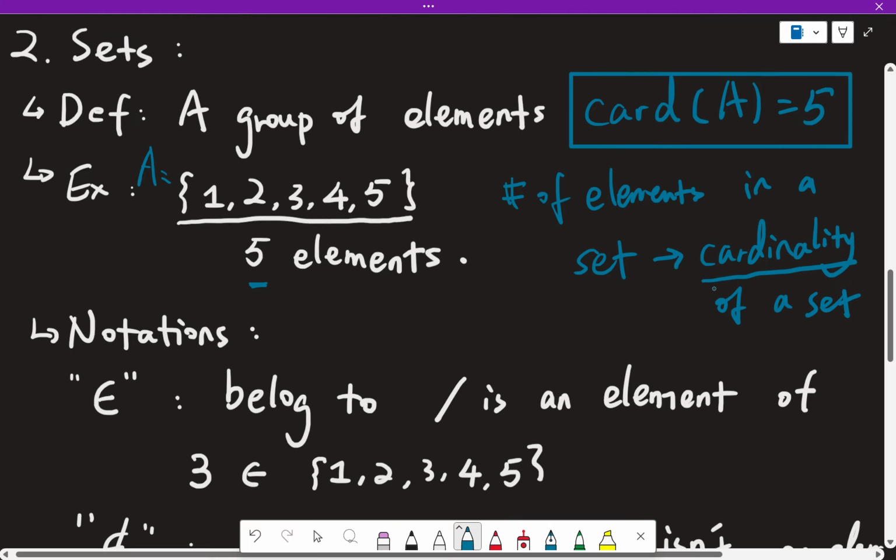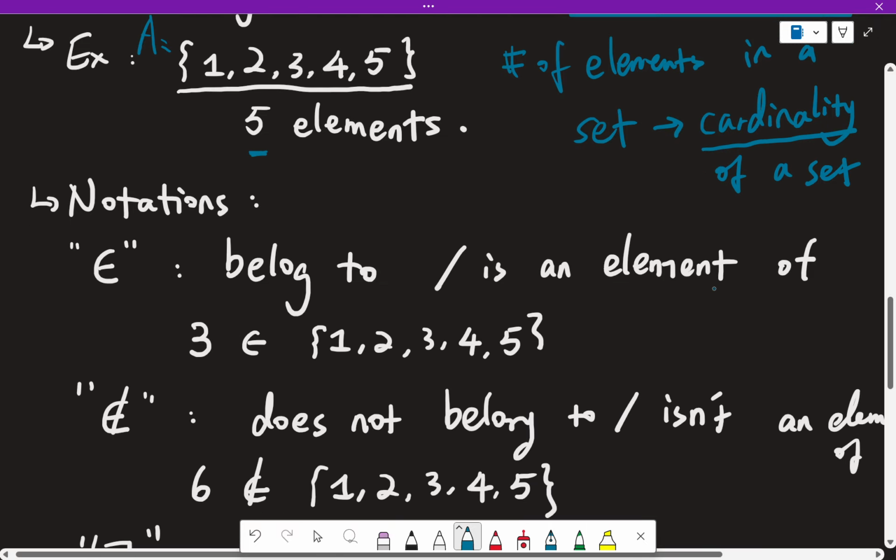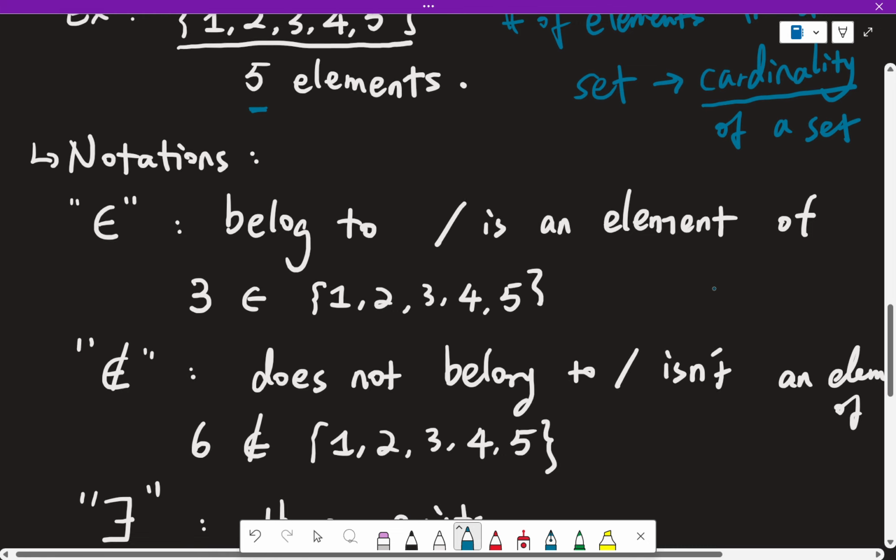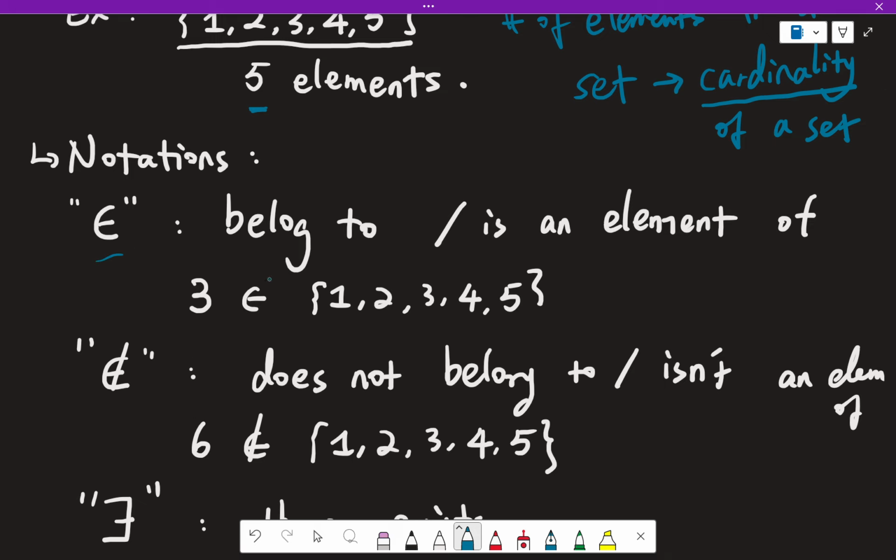Next, let's take a look at some notations related to sets. The first symbol is something like an E. It means belongs to or is an element of. So we can say 3 belongs to this set 1, 2, 3, 4, 5, because 3 is a member of this set. Opposite to that, we have an E with a slash. That means does not belong to or isn't an element of. So we can say 6 does not belong to 1, 2, 3, 4, 5, because 6 is not a member of this set.